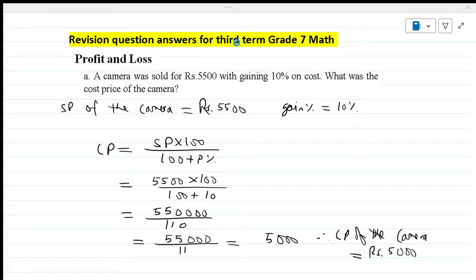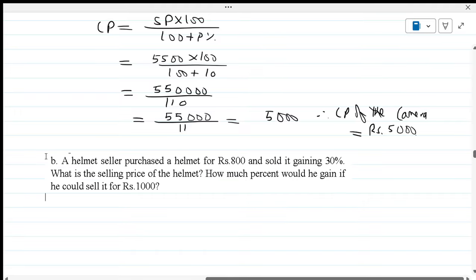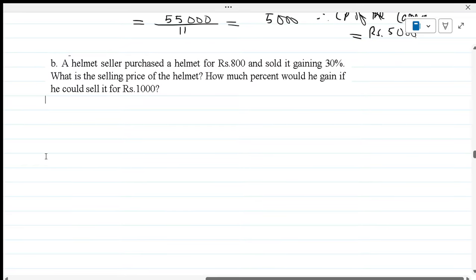So in the second question it is said, a helmet seller purchased... Okay, wait, I'll keep the question first here. Okay, so here I've kept the question. It says: a helmet seller purchased a helmet for rupees 800 and sold it gaining 30%. What is the selling price of the helmet?